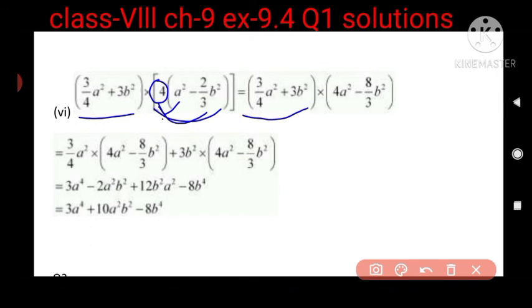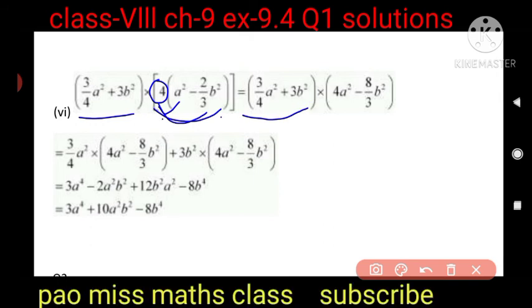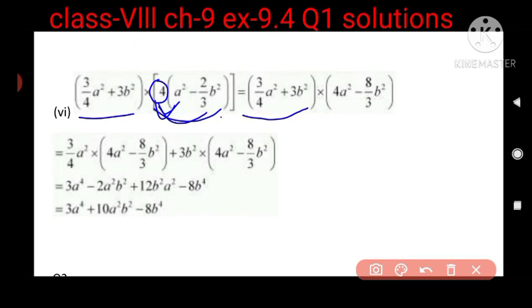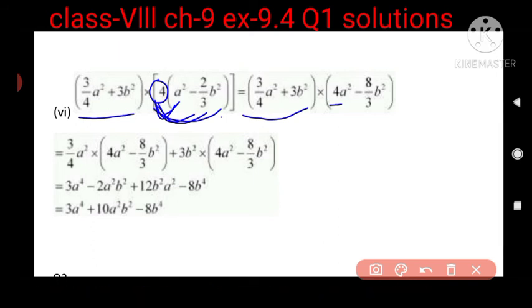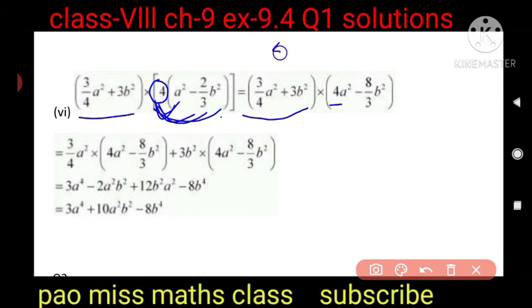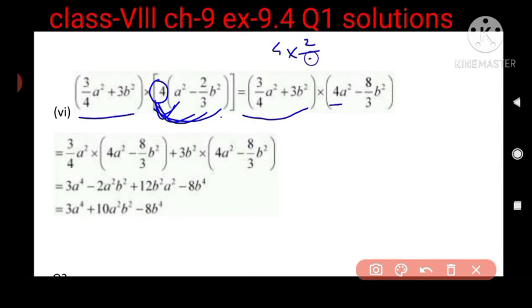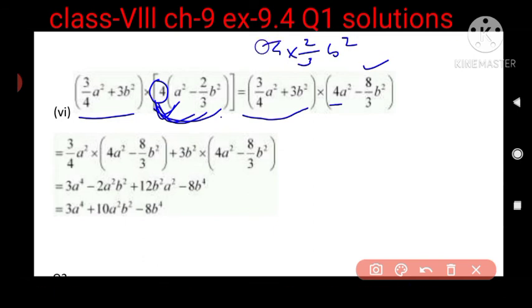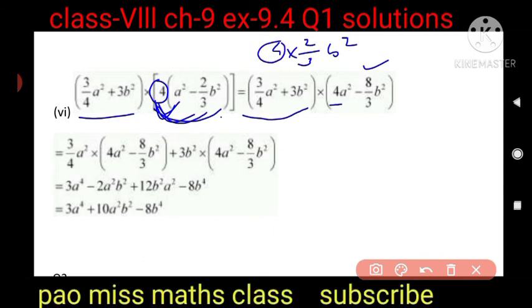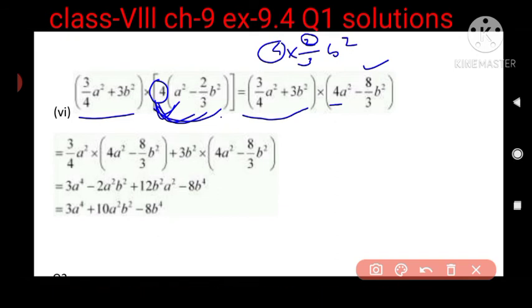And for the second, what we have to do? For the second, we have to multiply this. Now 4 into a square, you will get 4a square. Then plus minus will become minus. Now 4 into 2 upon 3, then what is the variable? B square. So 4 into 2 means what? 8 upon 3. Okay, because this is a whole number, it will multiply only with the numerator, not with the denominator. So 4 into 2 is 8 upon 3 b square.